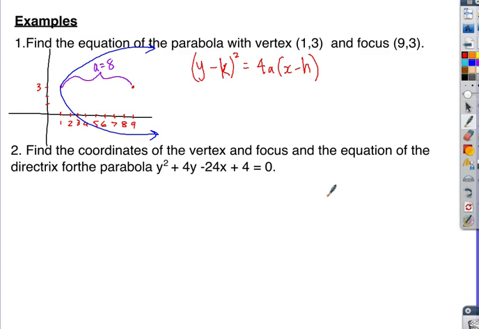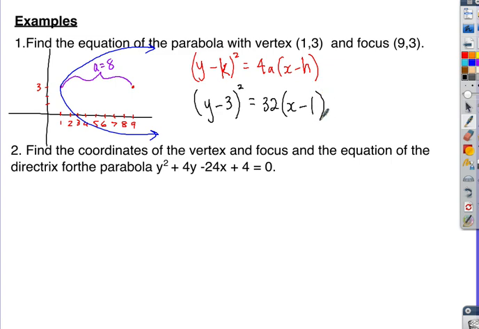So now you can just substitute in. You've got (h, k), that's the vertex, and you've got a, which is the focal length. So we're trying to find the equation of the parabola. Yeah, so it'll be (y minus 3) squared equals 4 times 8, 32, (x minus 1).